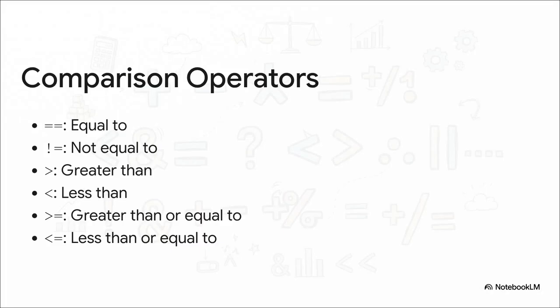Here are the main players for making comparisons. Now, watch out for this one. The double equal sign, equals. That's how we check if two things are equal. A single equal sign does something totally different, which we'll see in a sec. The exclamation point with an equals, not equal to, and then of course you've got your classics, greater than, less than, and the or equal to versions.